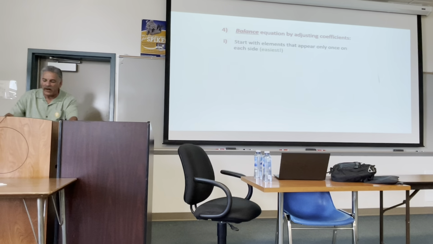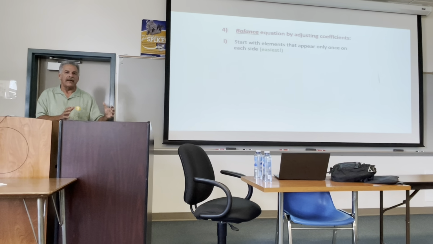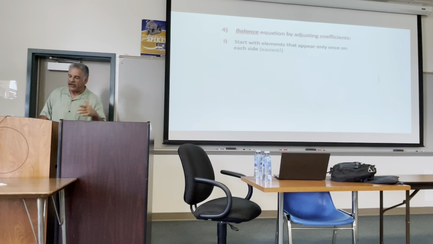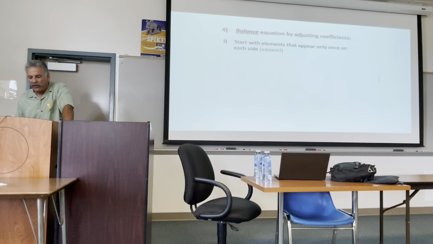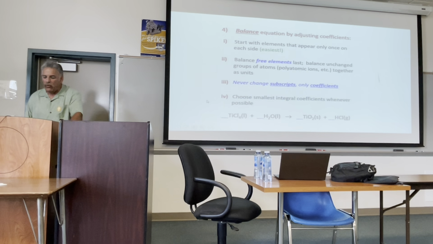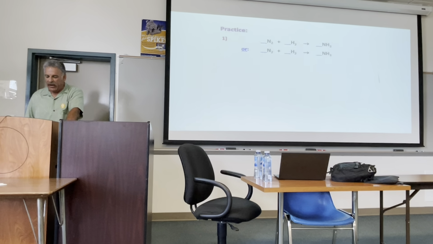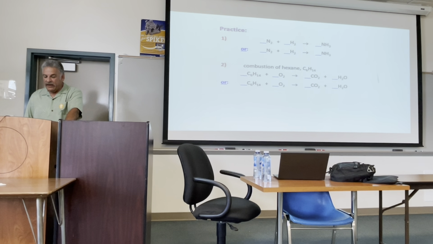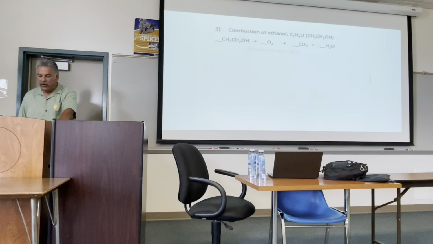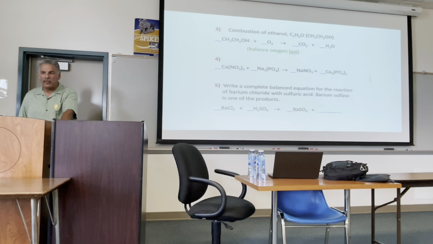So balance equations by adjusting coefficients. Once we have the equation written, now we're going to adjust the molecules on both sides. We're going to start with the elements that appear once on each side, balance free elements last, balance unchanged groups of atoms. So you always balance oxygen last, because O2, N2, any gas like that, you're going to balance last. We've already talked about balancing. We've already had some balancing.